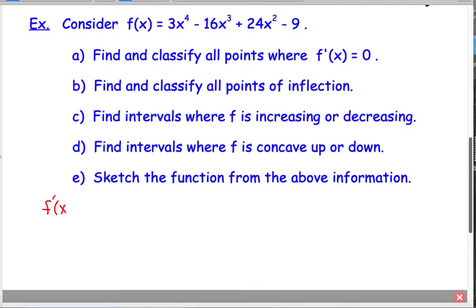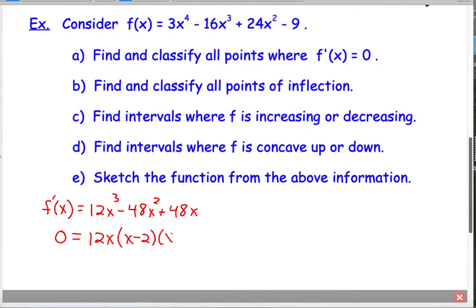So first let's look at f prime. And f prime is going to be 12x cubed minus 48x squared plus 48x minus 0. And we want to set this equal to 0. We can factor out a 12x. And we're left with an x squared minus 4x plus 4. So that's going to give me an x minus 2 times x minus 2. So we have roots of 0 and 2. The root at 2 has a multiplicity of 2.